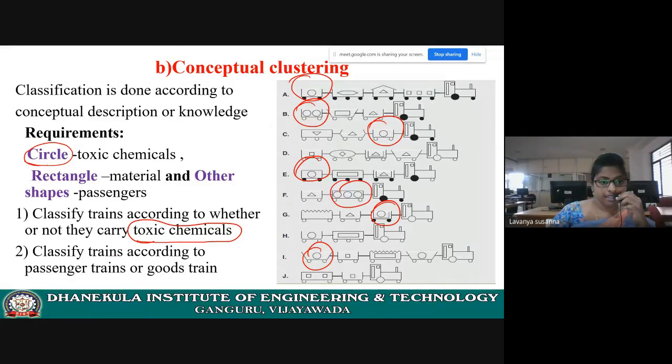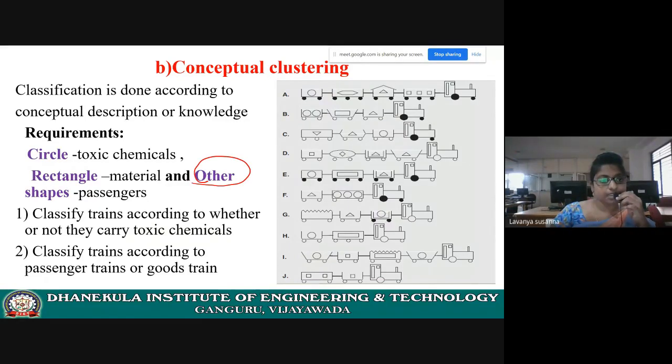Okay. Next, classify the trains according to the passenger trains. That means you need to identify the trains that are carrying passengers. You are grouping the trains which are carrying passengers. How can you say they are carrying passengers? See what requirements we have specified: other shapes, other than circle and rectangle. Let us identify that. Other than circle and rectangle means this shape.